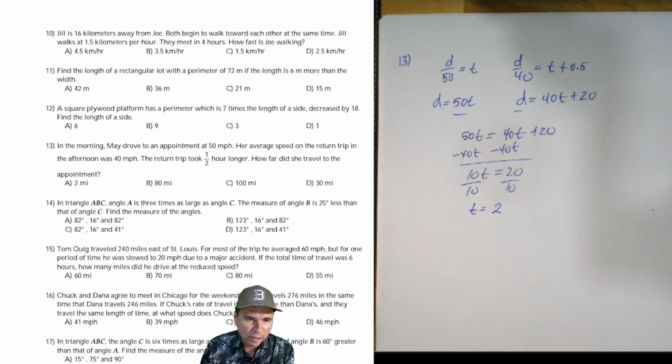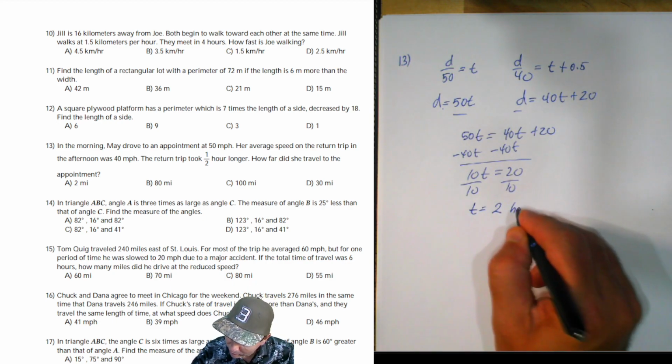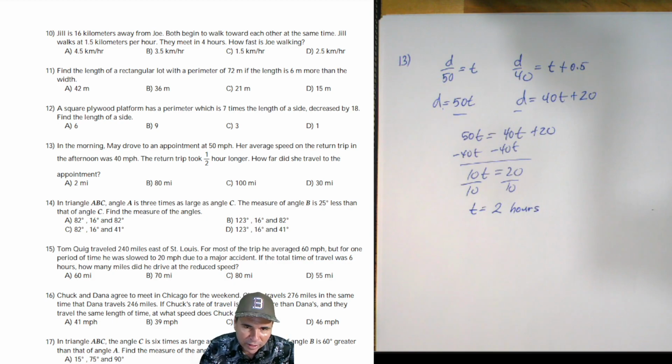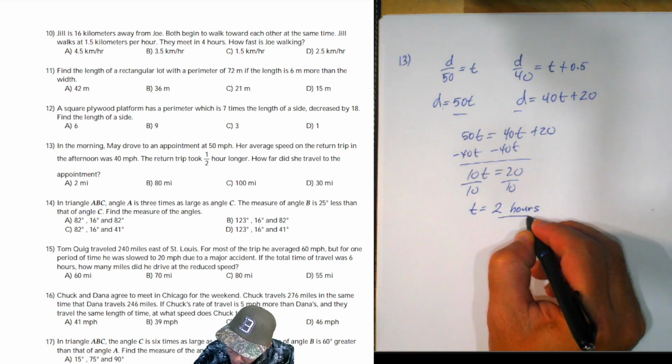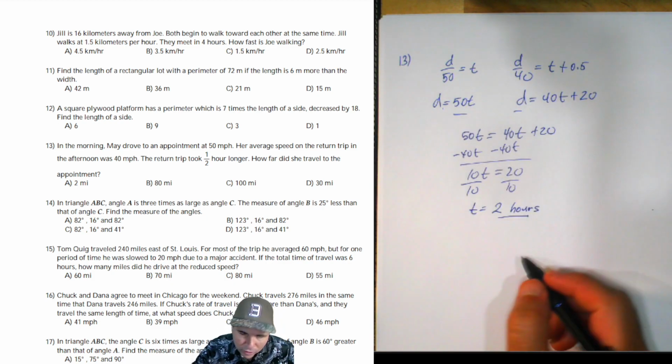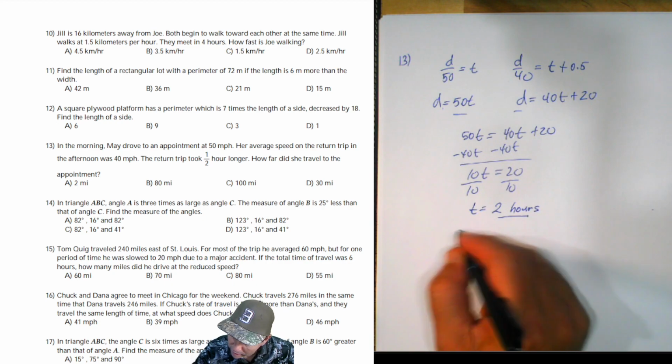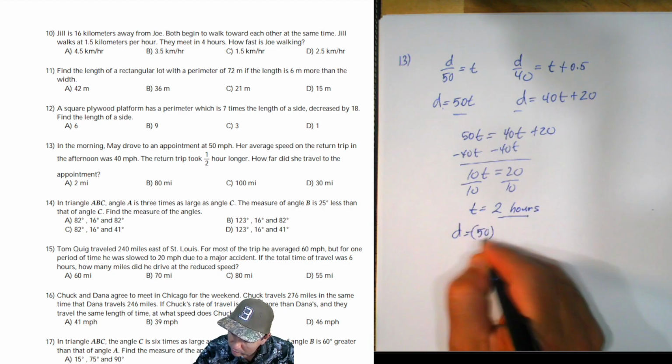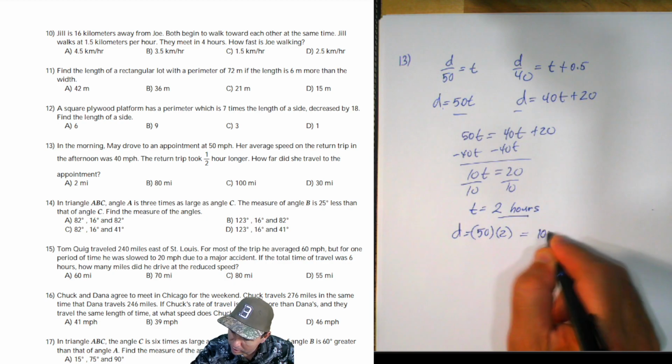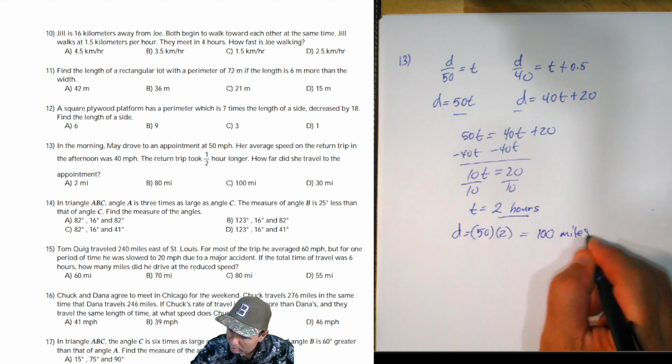How far did she travel to the appointment? 2 miles? No, it's not 2 miles. T is 2 hours. So we gotta make sure that we know what we're answering. They didn't ask how many hours. So be careful. How far did she travel to her appointment? So what you gotta do is take this now and multiply by 50, and you should get your distance. So your distance is actually 50 times 2. That means the actual distance is 100 miles. There it is.